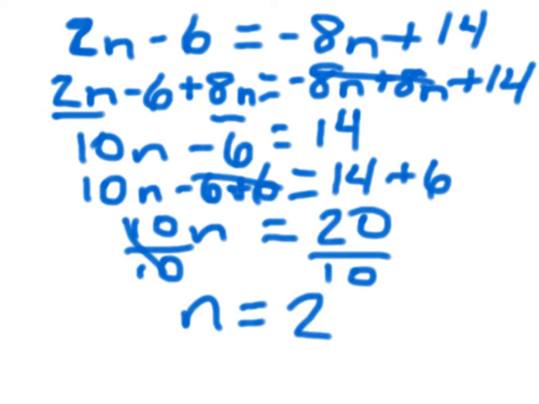Let's try it on the problem up here. I know 2 times 2 is 4. 4 minus 6 is negative 2. I know up here that negative 8 times 2 is negative 16. Negative 16 plus a positive 14 gives me an answer of negative 2. The answer checks out. Yeehaw.